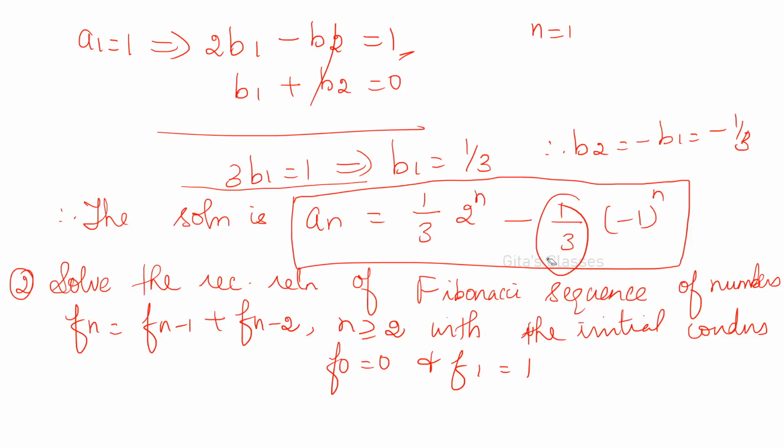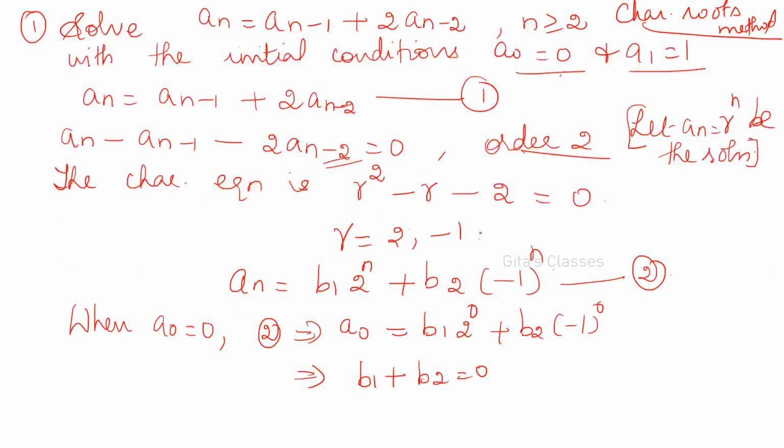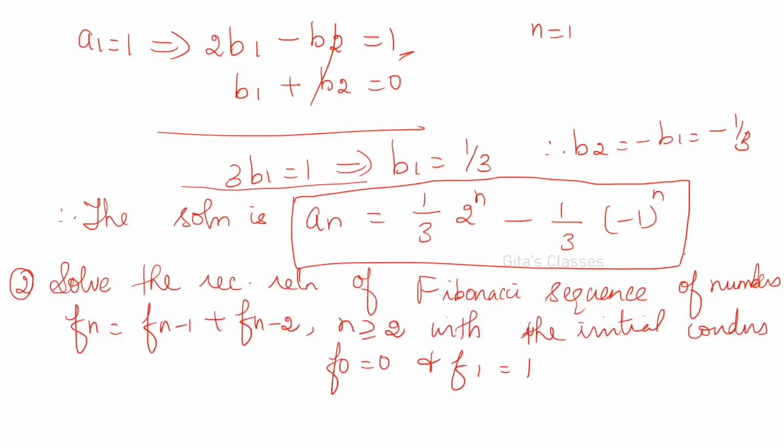So accordingly, if the initial conditions are given, you have to find out the constants. If the initial conditions are not given, you need not find them. You can just write B1. If the initial conditions are not given, this will be our solution. You can stop here.